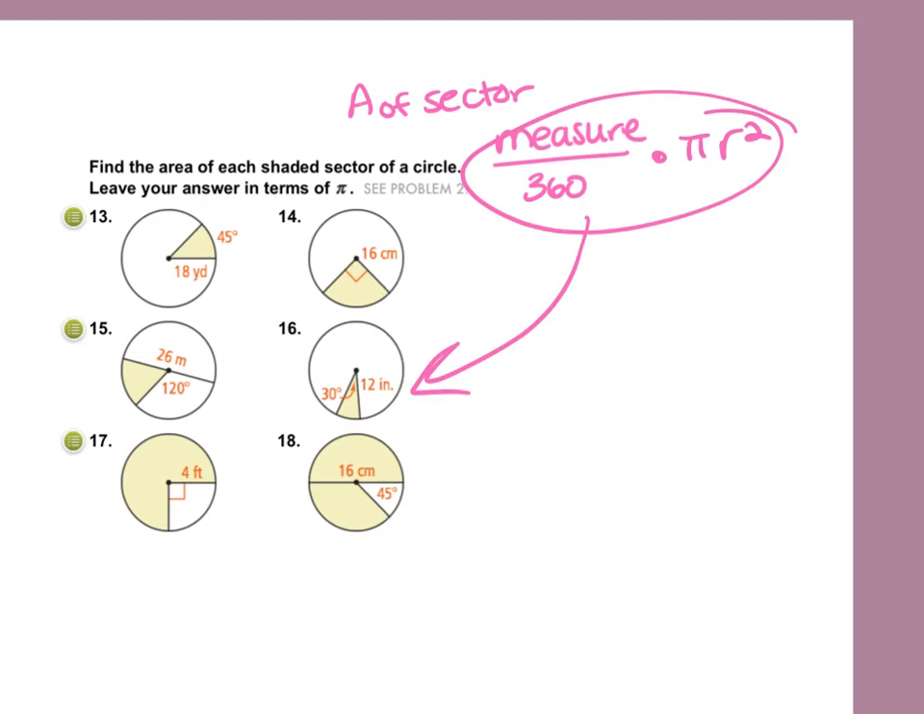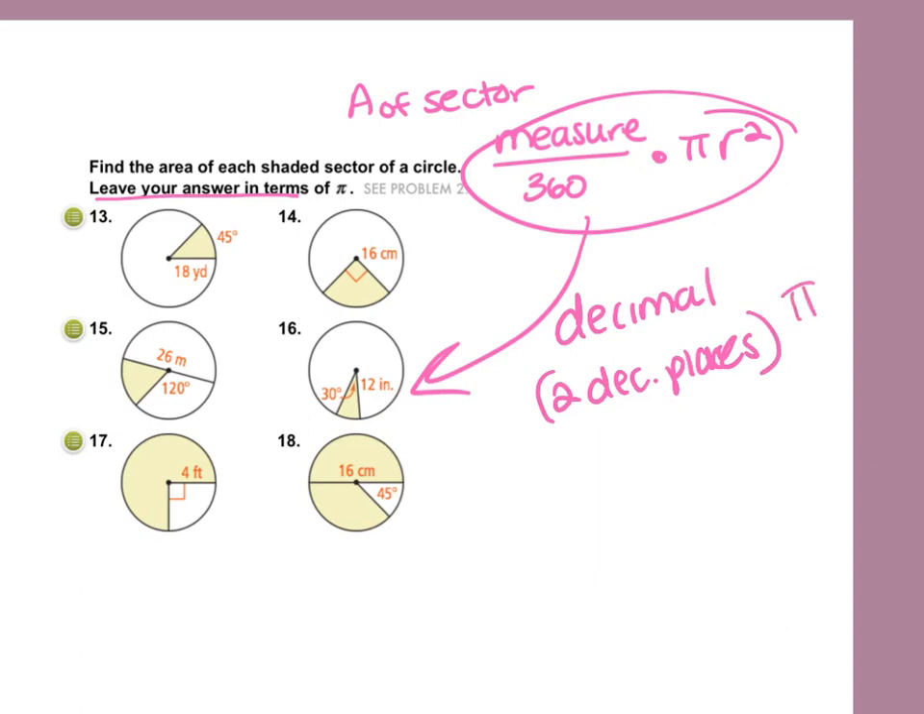You can either leave it as a simplified fraction with pi, or you can give it to me as a decimal. Keep 2 decimal places. And then also make sure you keep the pi at the end. So pi should still be part of your answer. Okay, so that's for those 6 questions.